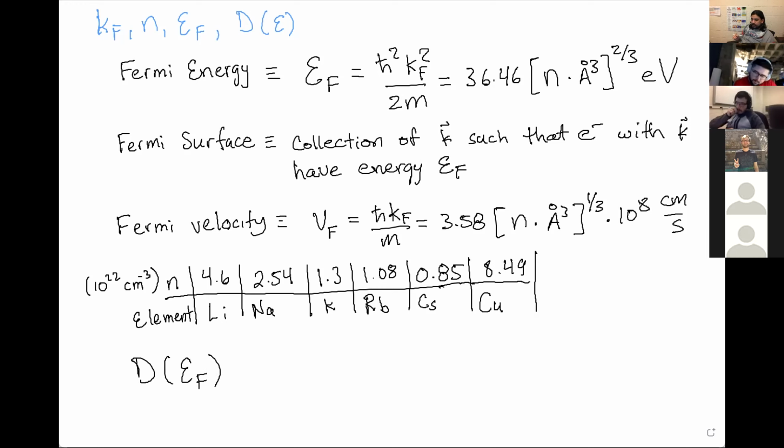But this density of state at the Fermi surface is really important because almost all of the electronic transport properties depend on the shape of this density of state. What is the density at the Fermi surface? All of those properties depend on the density of states. So let me give you an example of this.